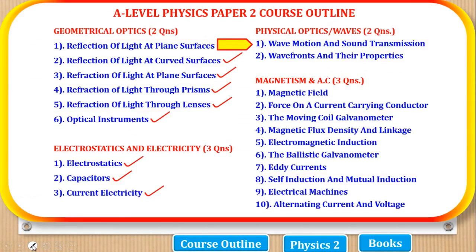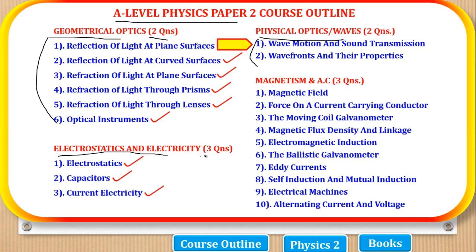Before we proceed, let's first look at the course outline of this paper. Physics Paper 2 is divided into 4 parts. The first part is geometrical optics, where 2 questions come from these topics. The second part is physical optics, where 2 questions come. The third part is electrostatics and electricity, where 3 questions come. And the fourth part is magnetism and alternating current, where 3 questions come.